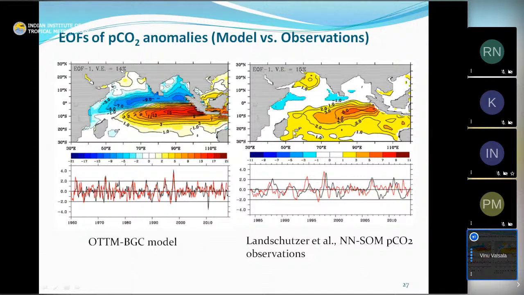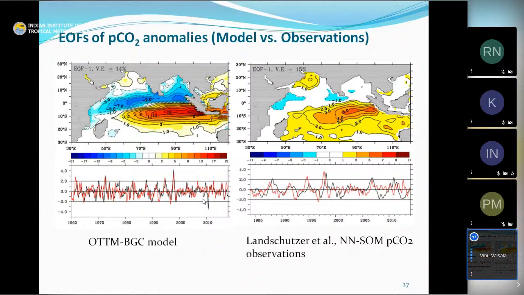There also, we can see a very IOD-induced pCO2 anomaly, in fact, in the SOM-based gap-filled data. However, the amplitude is about half of what we get in the model. Either the model may be slightly exaggerating this, or the NN-based data set has some demerit because very little data has gone into this neural network algorithm. So that can be a reason. However, we have to notice that the patterns resemble each other very nicely. For example, a positive polarity, a negative polarity in between, and a positive polarity again in the North Arabian Sea. They are all reproduced well. And the correlation between the PC and the IOD index is also reasonably represented.